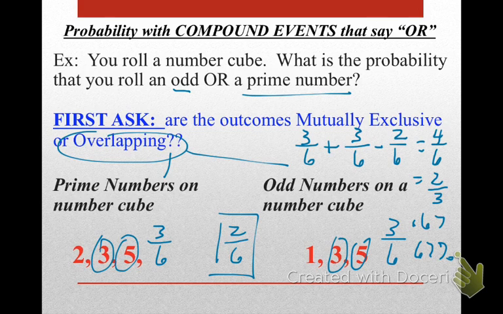When we figure probability, we'll express it in all three ways: as a fraction or a ratio, a decimal, and a percent.